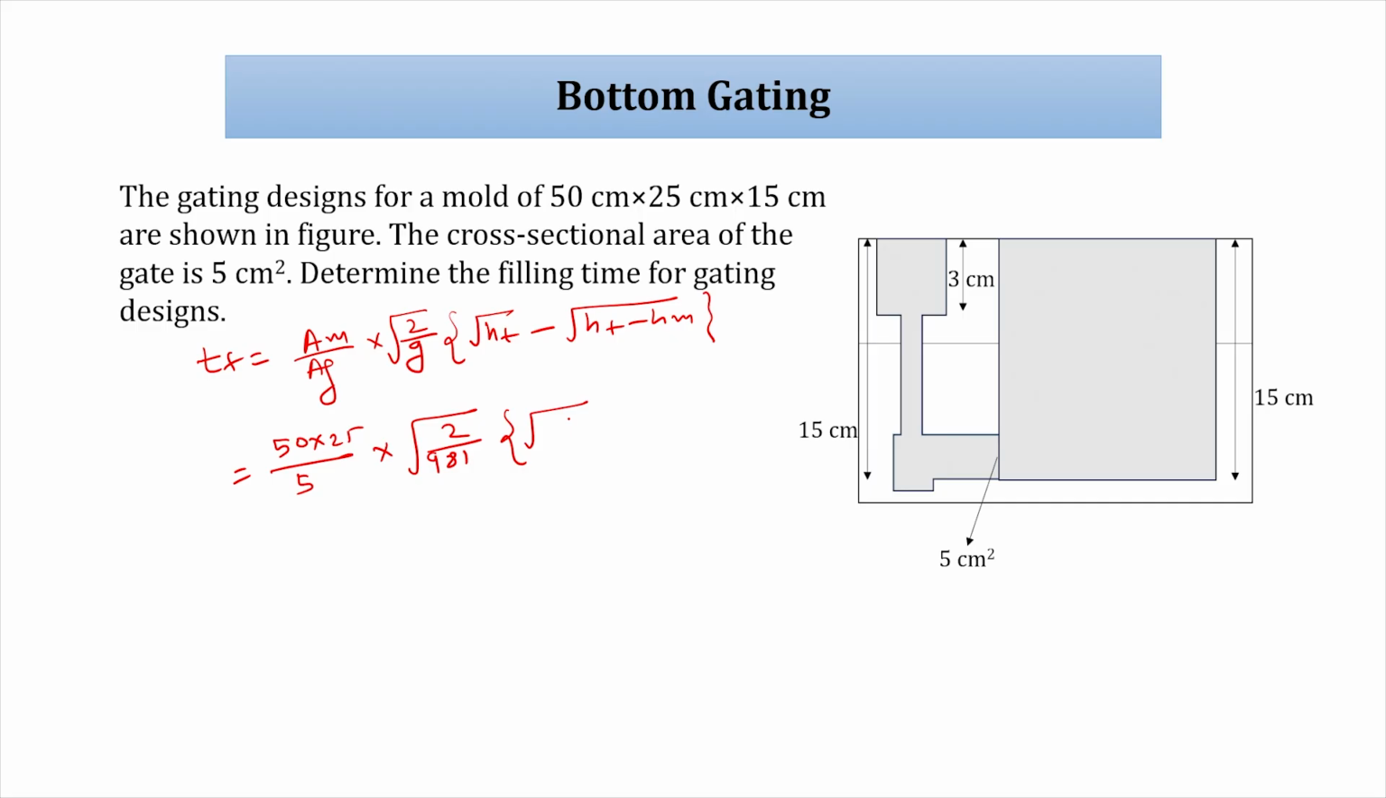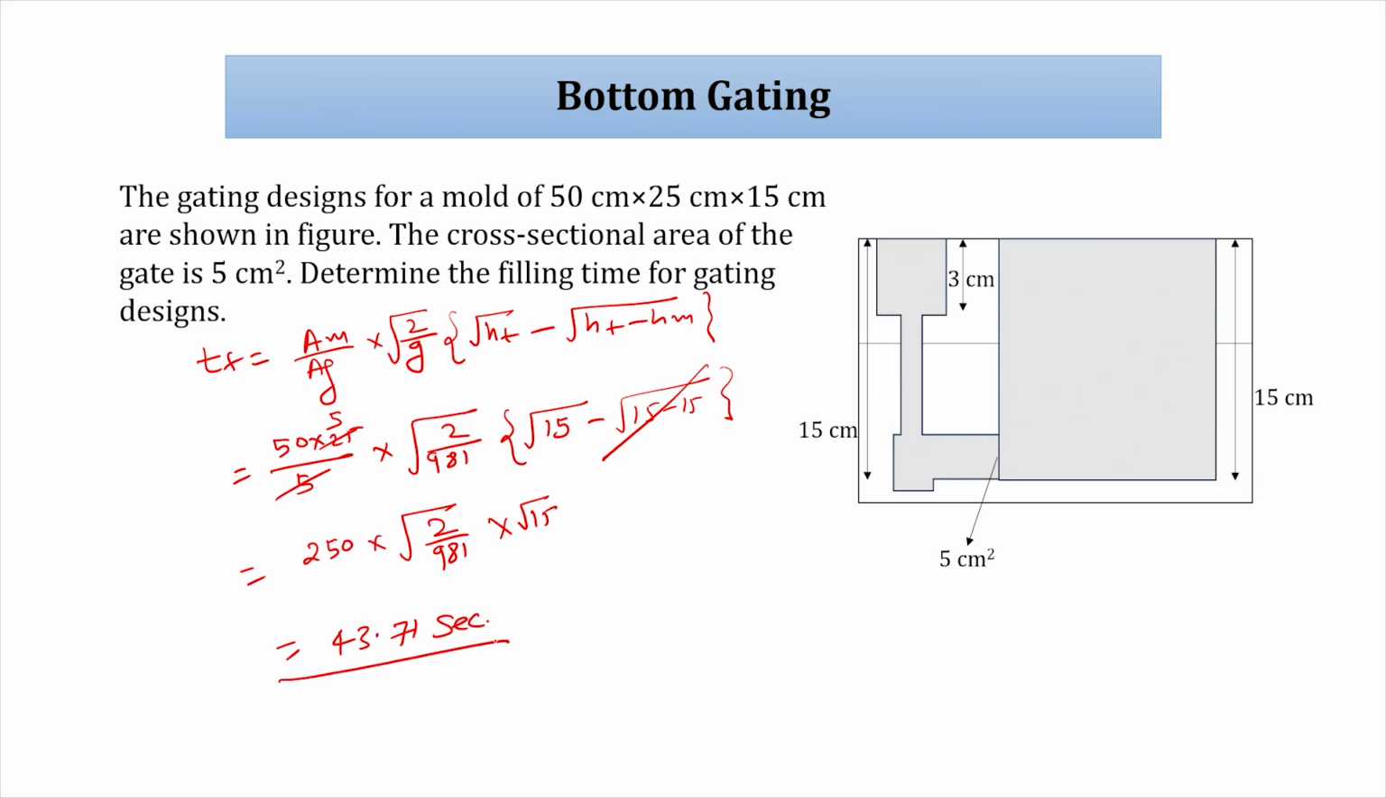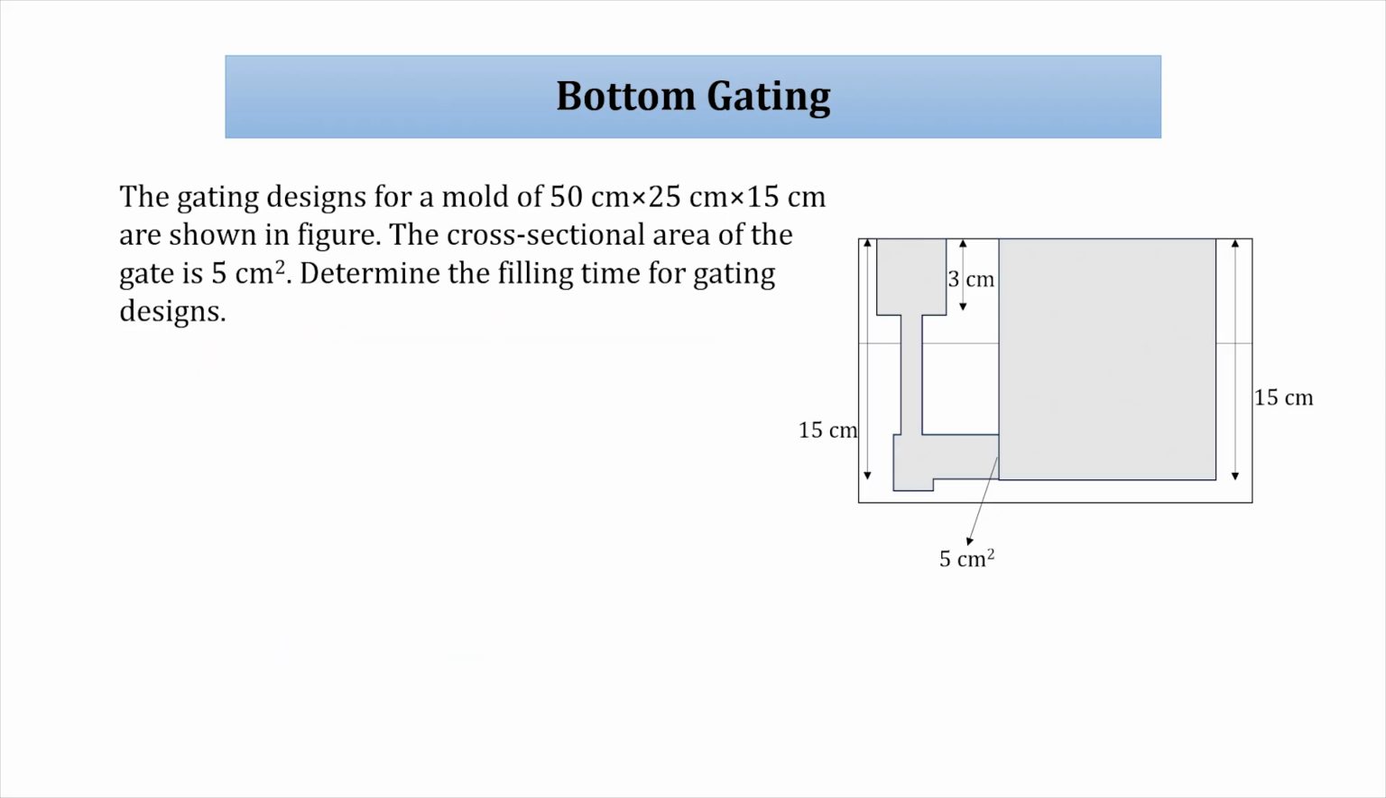You have to be careful about G, because all scales are in cm. So G should also be in cm scale, not meter per second square. HT is 15 minus 15, so 0 to 50, 43.71 seconds. So the same casting has taken around 43.7 seconds with a bottom gate.